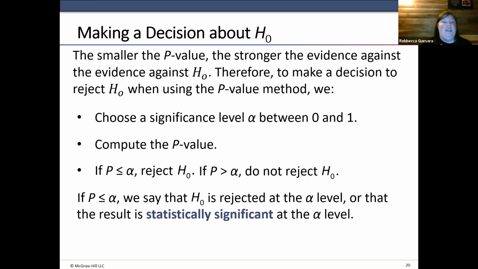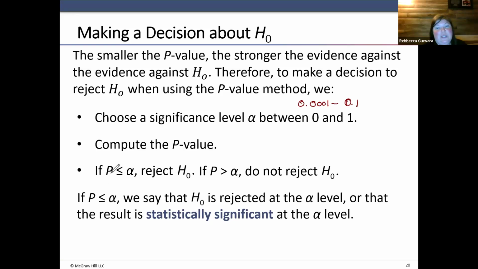So the smaller the p-value, the stronger the evidence is against the null hypothesis. Therefore, to make a decision to reject the null hypothesis when using the p-value method, these are the things we have to do. First, we choose a significance level between 0 and 1. Usually it's going to be somewhere between 0.1 and 0.001, usually somewhere in that range. Then we compute a p-value, which we're going to get to in a second.